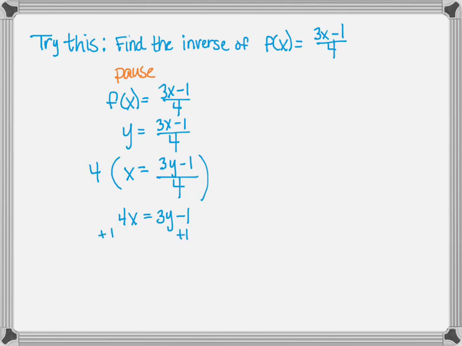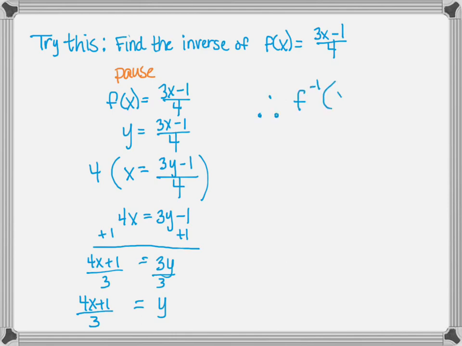I'll add 1 to both sides. So 4x plus 1 equals 3y. And then I'll divide both sides by 3. So y equals 4x plus 1 all over 3. And if we switch out the notation, we get f to the negative 1 of x equals 4x plus 1 all over 3. Remember, the 3 dots means therefore.